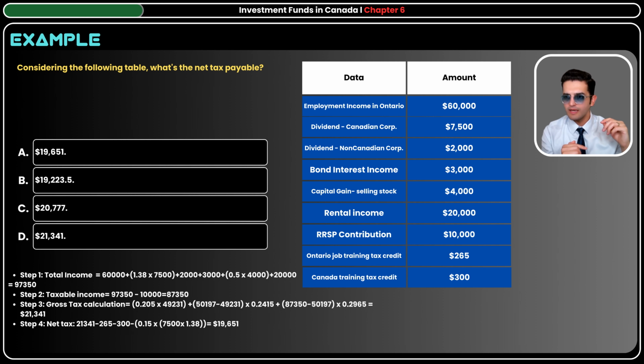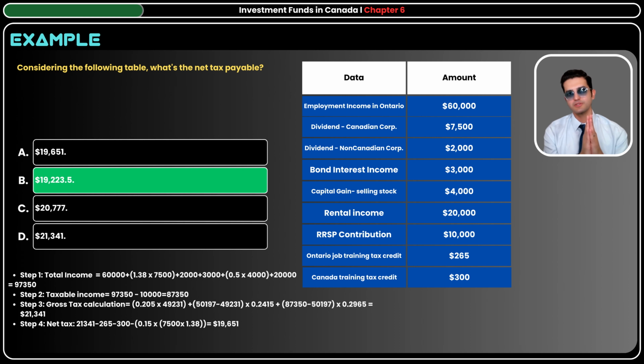We also have other tax credits. Ontario job training tax credit, $265. We're gonna sum that too. We do have Canada training tax credit, $300. We're gonna sum up that too. So taxable income, gross tax minus these three tax credits, dividend tax credit, Ontario job training, and Canada training, equals your right answer.